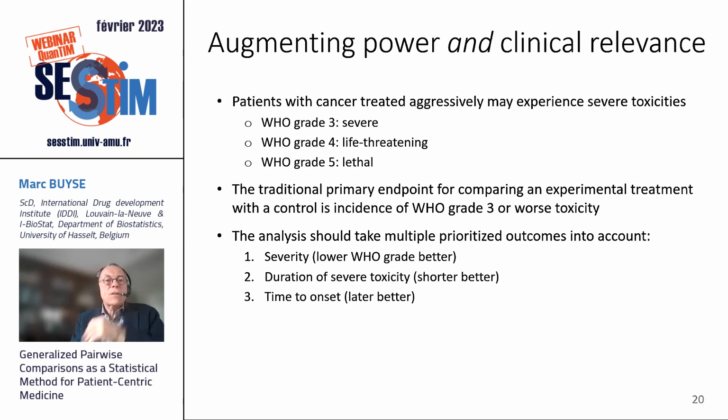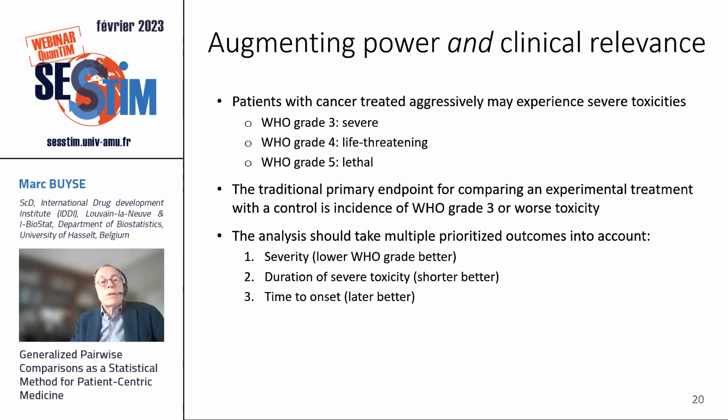And this concerned patients who are treated for a certain form of advanced cancer, and they are treated aggressively. They may experience severe toxicities from that treatment. I don't want to give the details because this is to some extent confidential, but you probably know that in cancer patients, the toxicities are graded on a scale called the WHO scale. Grade 3 is severe toxicity, grade 4 is life-threatening, and grade 5 is lethal toxicity. The patient dies of a toxicity.